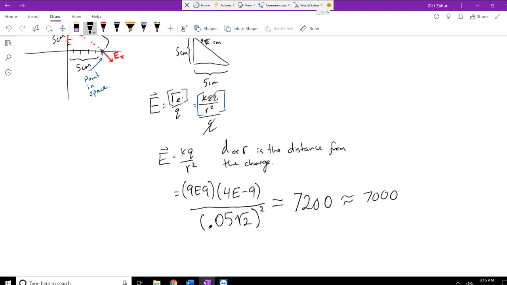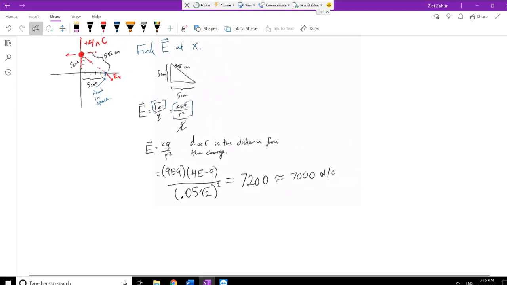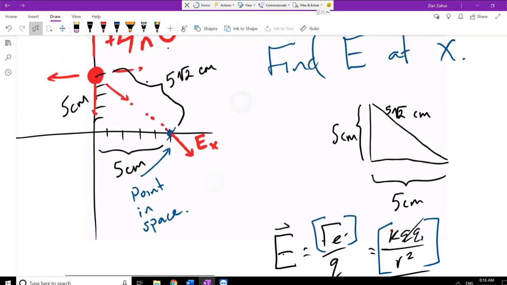Anyone remember the units for electric field? Well, there we go. Wow, that was quick. Newtons per coulomb, N over C. Yeah. All right, so there you have it. Now, that is the magnitude. How do we find the direction? Right? The direction is a little bit trickier.